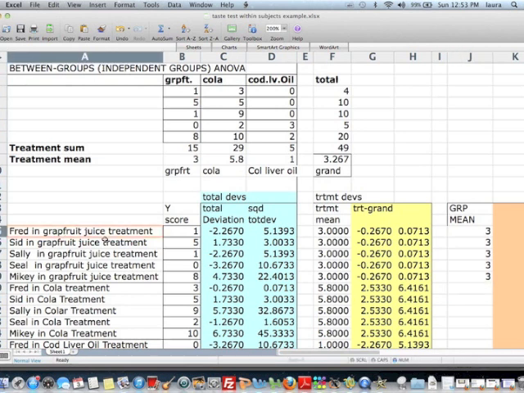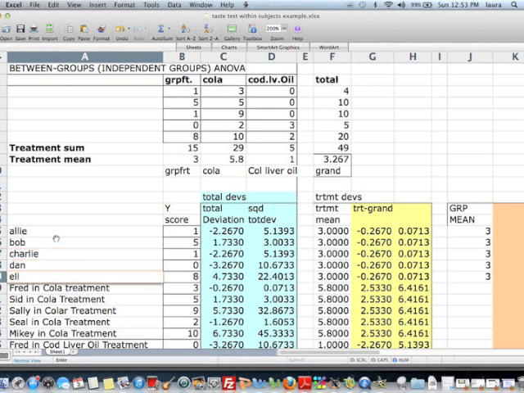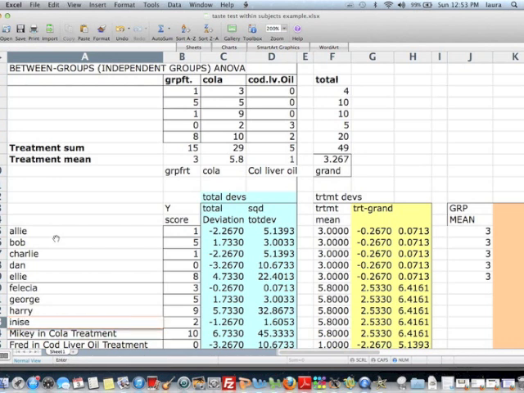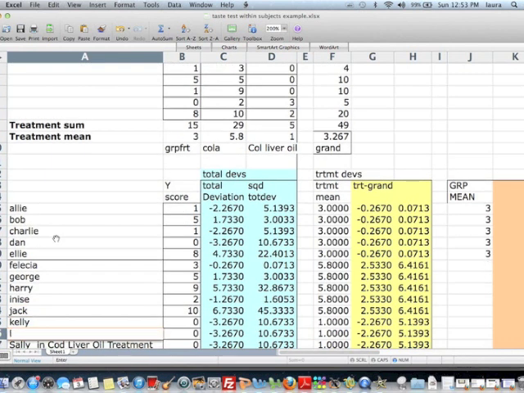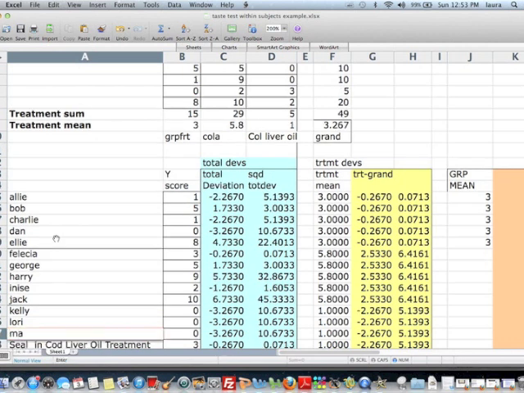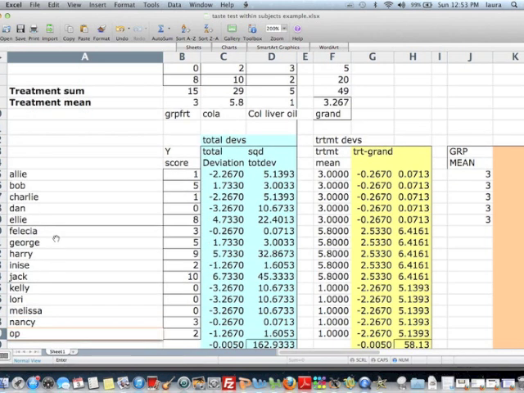In fact, over here on the left, we really ought to get rid of this, right? Because it's no longer that Fred, Sid, Sally, etc. got repeated treatments. Now that we're doing a between groups design again, these are completely different people in each group. So the people who had grapefruit juice were Allie, Bob, Charlie, Dan, and Ellie. And the people who got cola were Felicia, George, Harry, let's say Anise, and Jack. And completely different people got cod liver oil, now that we're changing the type of design. And their names were, let's say, Kelly, Lori, Melissa, Nancy, and Ophelia.